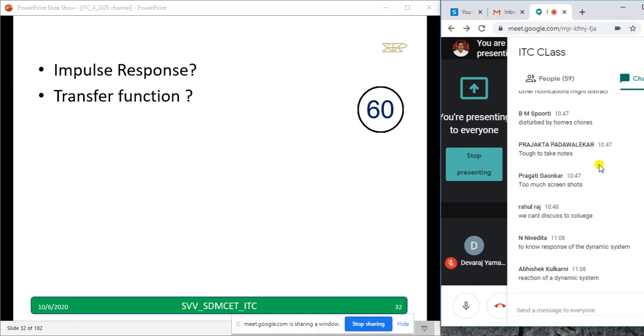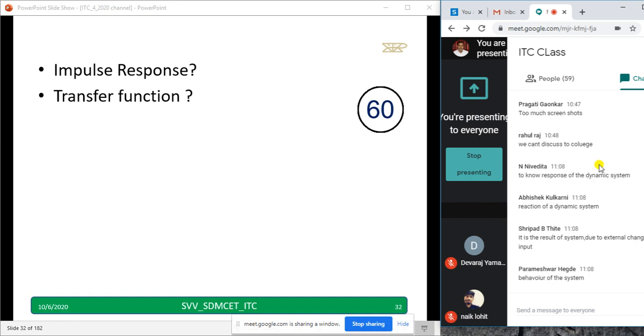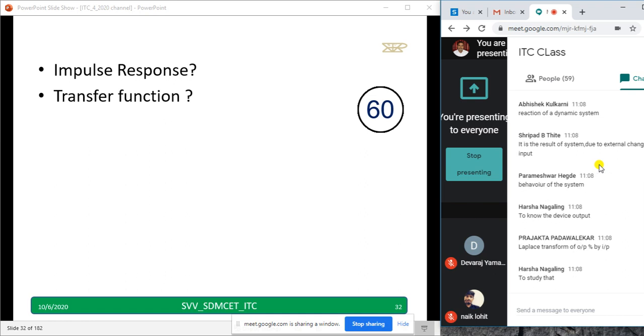Nivedita, thank you. To know the response of the dynamic system. Okay. Abhishek Kulkarni, reaction of a dynamic system. Okay. Impulse response you have studied. It is the result of a system due to external change. Okay, Shripad has told something. Thank you. Have you studied a square response of a system, sine wave response of a system, to know the device output? Okay, Harsha is telling something. Laplace transform of output to the input.